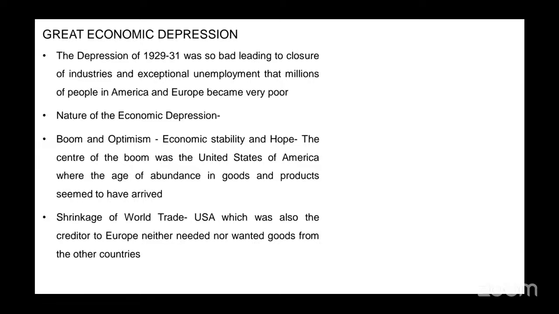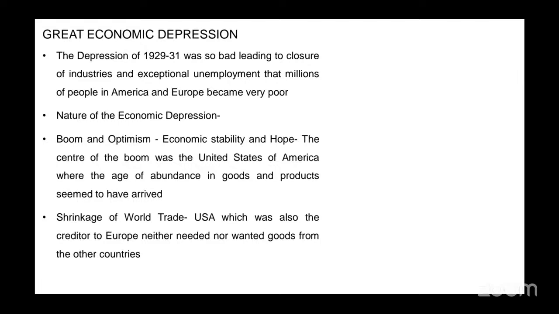The depression of 1929 to 31 was so bad that it led to the closure of industries. There were high rates of unemployment. Millions of people in America and Europe suddenly became poor and started losing their jobs. That's why it is described as the Great Depression, the economic depression of 1929 to 31.